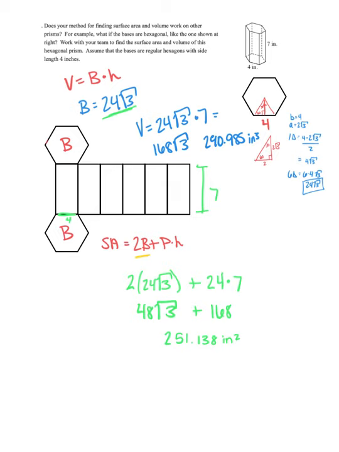So again, it's nice to see that even though my base changed in my prism, my formulas still worked. I can still take the area of the base times the height for the volume, and for the surface area I can take 2 times the area of the base plus the perimeter of the base times the height of the solid. But what about cylinders?